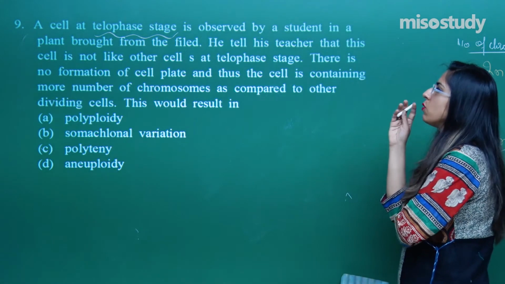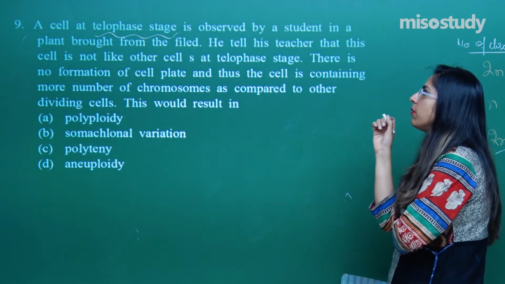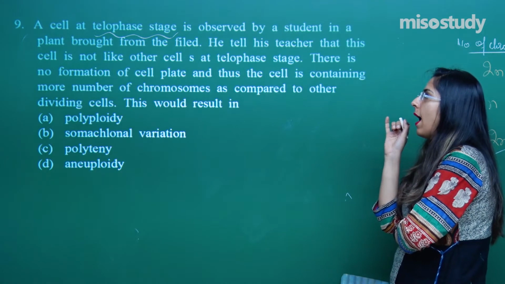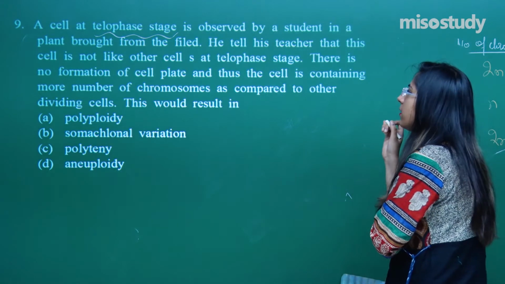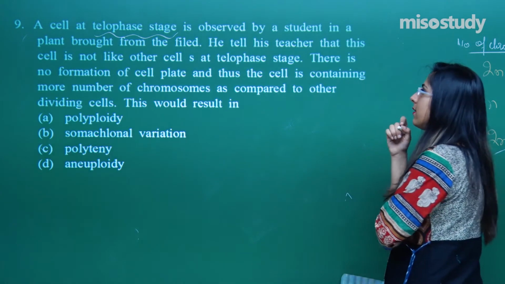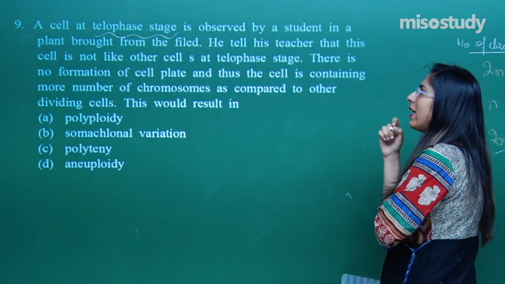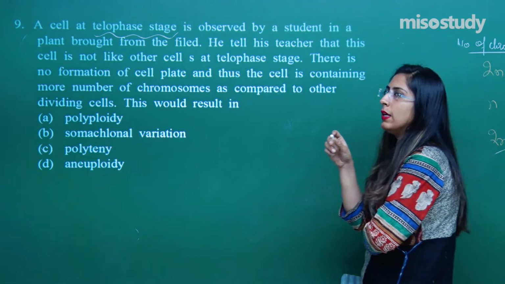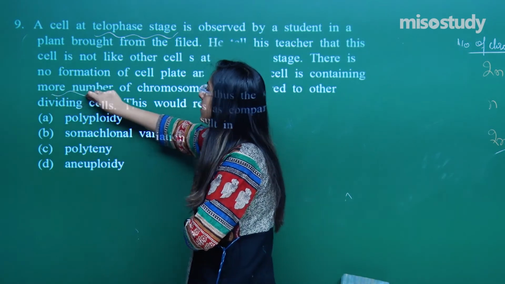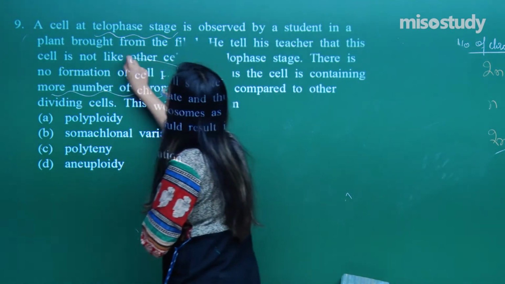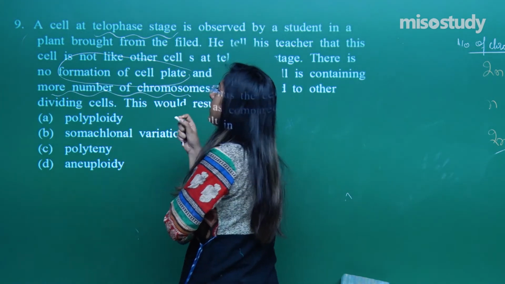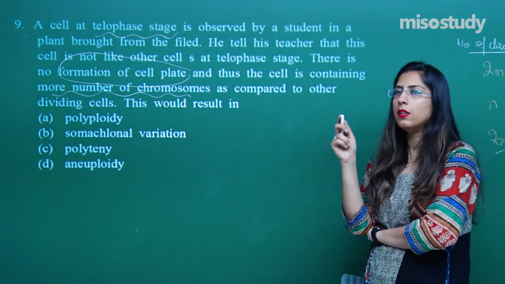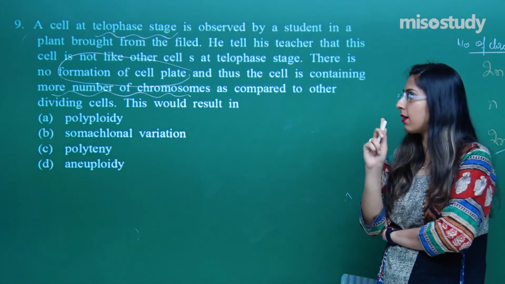Observed by the student in a plant brought from the field. He tells his teacher that this cell is not like the other cells at the telophase stage. Now there is a difference between the other cells and this cell. There is no formation of the cell plate, thus the cell contains more chromosomes. That means cytokinesis is not occurring. They have said that this is a plant cell, and in this case the cell plate is not there. We can see that there is no cytokinesis, only karyokinesis is occurring.